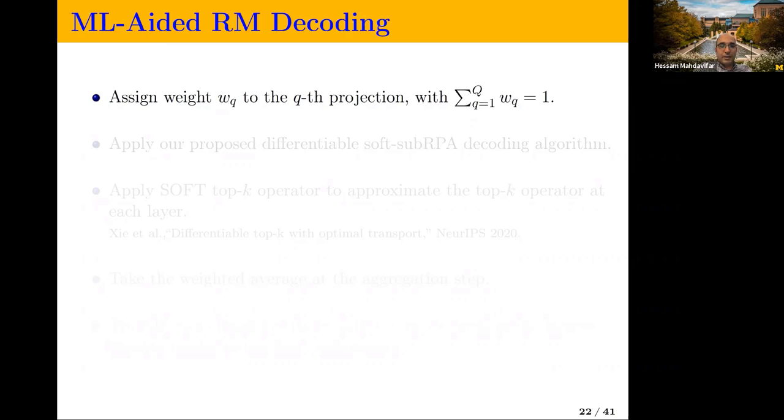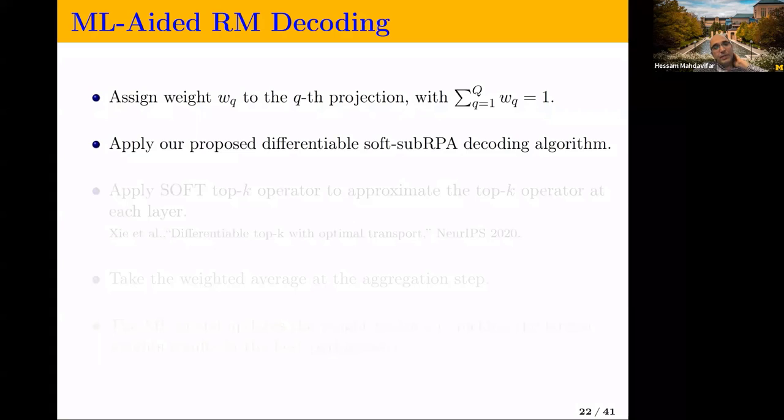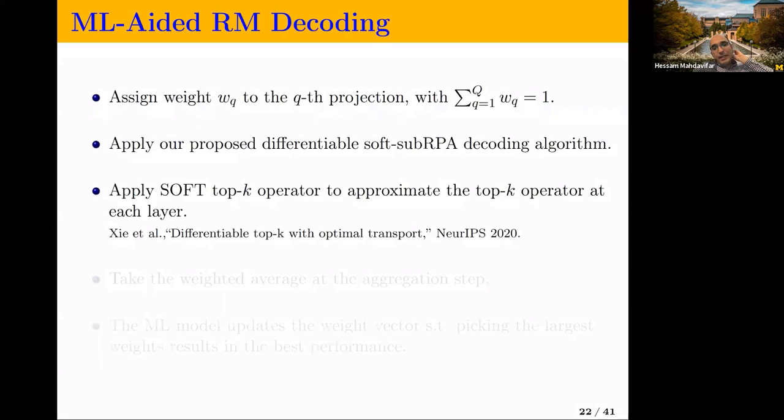But how do we do this more specifically? We pick these weights, right? And they sum up to one. And we apply our proposed differentiable soft RPA decoding algorithm. And then there is a recent paper called SOFT. The name is nice, okay, because it actually does what it means to do. It selects the top K of these numbers, but in a soft manner, right?